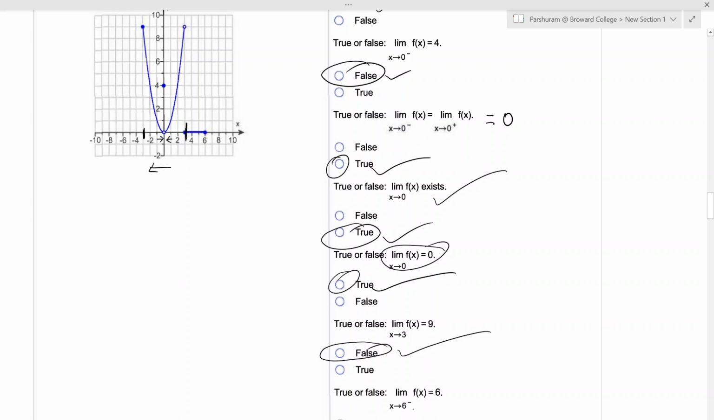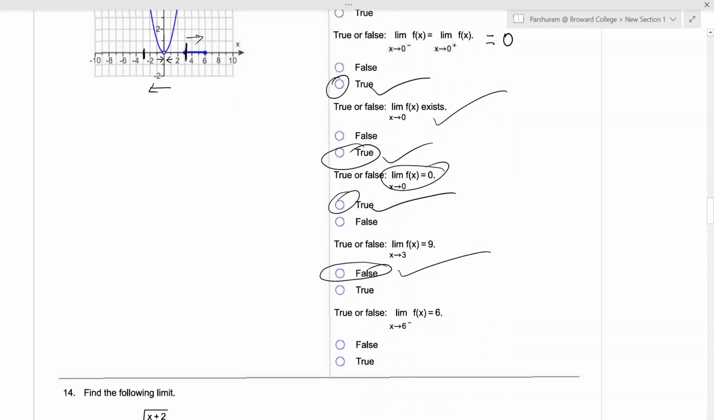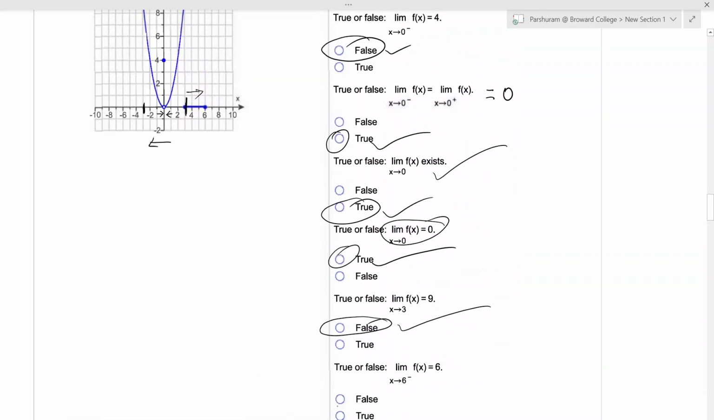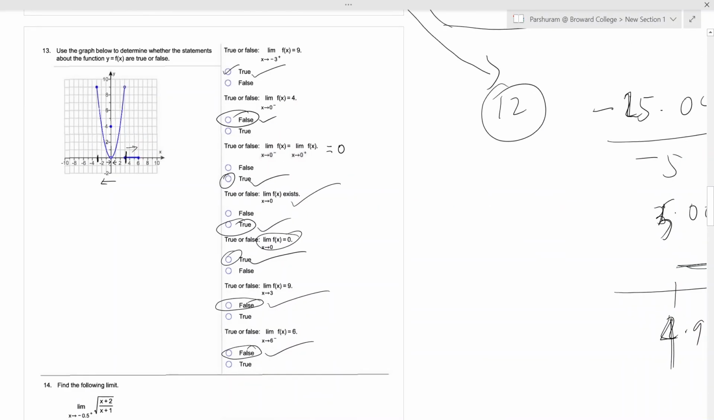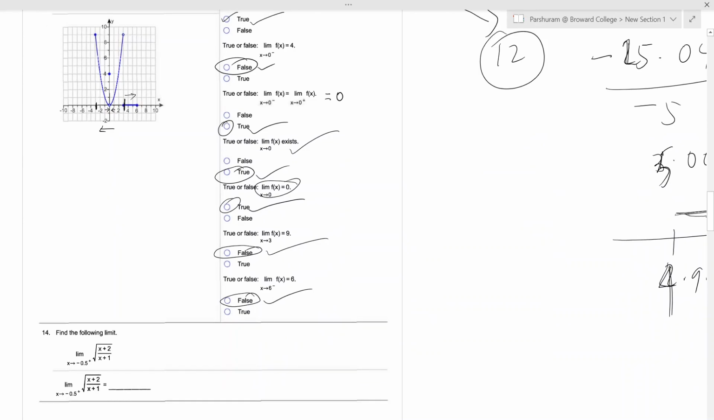So when x approaches 6 from the left side, look at here, left side, when x approaches 6, it says the limit is 6, but that is false because the limit is 0. So this is false. Okay, so we can always use a graph to find the left hand limit, right hand limit, and the limit of the function.